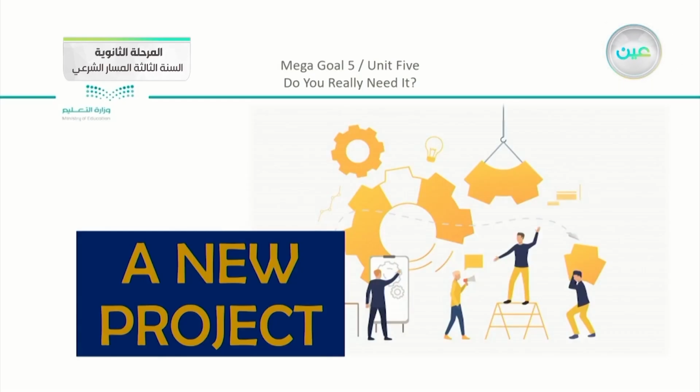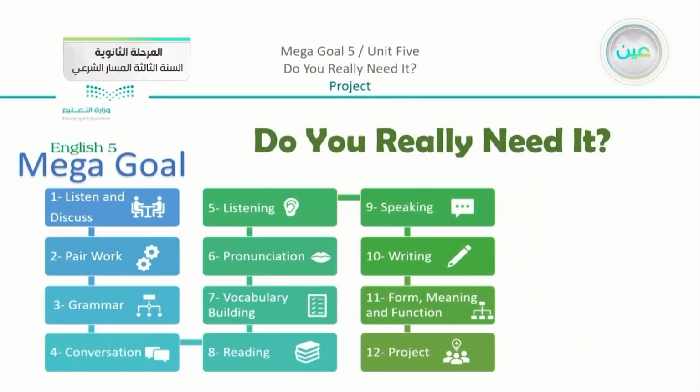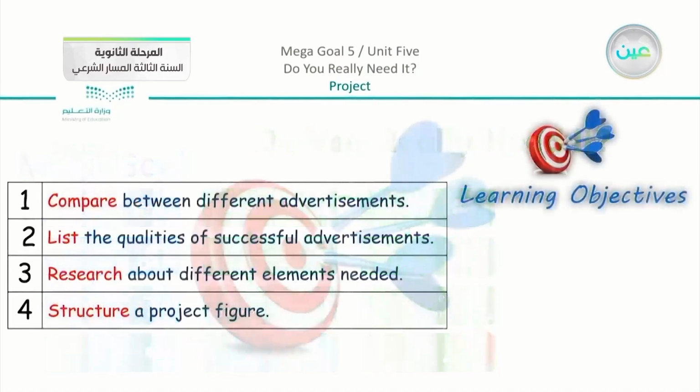So we do have our new project for the day. Our lesson is going to be the last lesson in the unit. We have reached the last part here, which is the project. Now, in our lesson, we have our objectives. The first objective is to compare between different advertisements. The second, to list the qualities of successful advertisements. Number 3, to research about different elements needed. Number 4, structure a project figure.